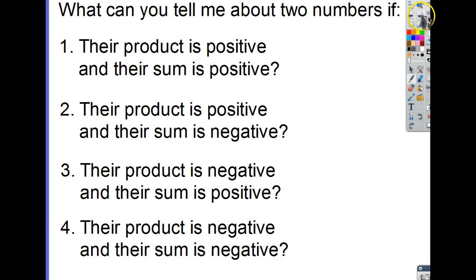Okay, so I want you to answer these 4 questions for me. What can you tell me about 2 numbers if 1, their product is positive and their sum turns out to be positive? Tell me everything you can tell me about those 2 numbers. 2, if the product of those 2 numbers is positive and the sum of those 2 numbers is negative, what can you tell me about those 2 numbers? If the product is negative and the sum is positive, and then if the product is negative and the sum is negative.